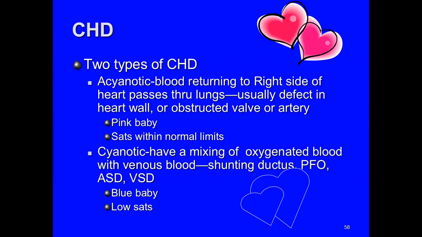Number one, the cyanotic type, where blood returns to the right side of the heart. I told you the same thing about the right side of the heart. The blood can also pass through the lungs, and a defect occurs within the heart wall. So these are the group of disorders.